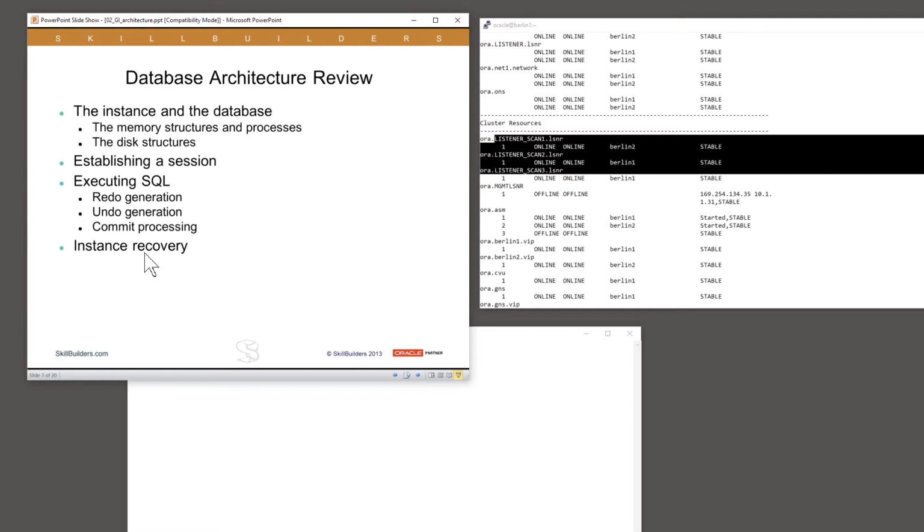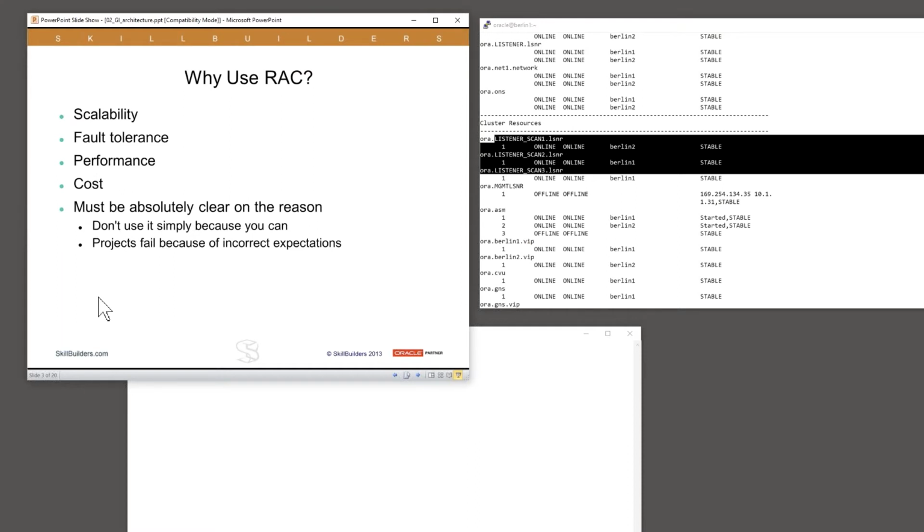What happens if an instance fails? Because that is one of the major reasons for using RAC. That if one instance fails, the database remains open on another instance. Okay, so that's our assumed knowledge.